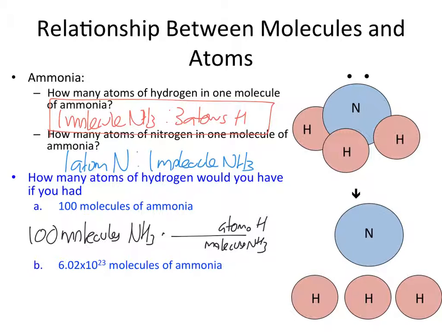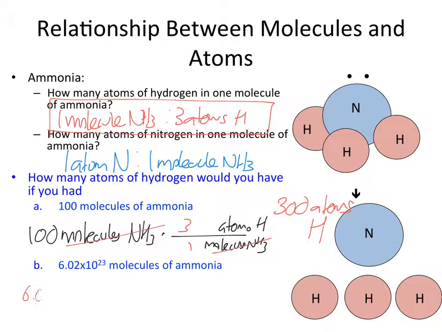Now, what is my definition here? What's my relationship between atoms of hydrogen and molecules of ammonia? Well, I already established it right over here. 1 molecule of ammonia gives me 3 atoms of hydrogen. 1, 3. So my units will cancel out. 100 times 3 gives us 300 atoms of hydrogen. So what this means is that if I had 100 molecules of ammonia, those 100 molecules of ammonia would contain 300 atoms of hydrogen.